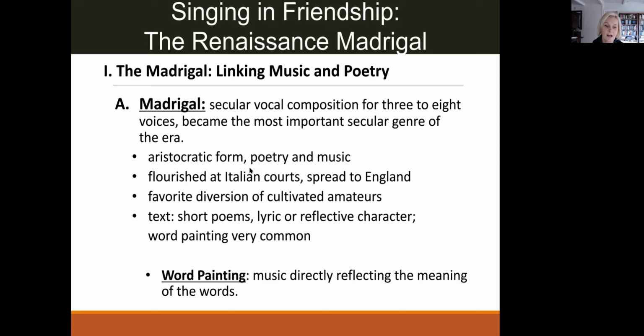amateurs. So as far as the text, they will use short poems, as you see there, of lyric or reflective character. And word painting is very common. Word painting, if you remember, is basically when the music directly reflects the meaning of the word. So if someone is singing about heaven, for example, maybe the pitches will be really high, like when I am hanging up in heaven, something like that.